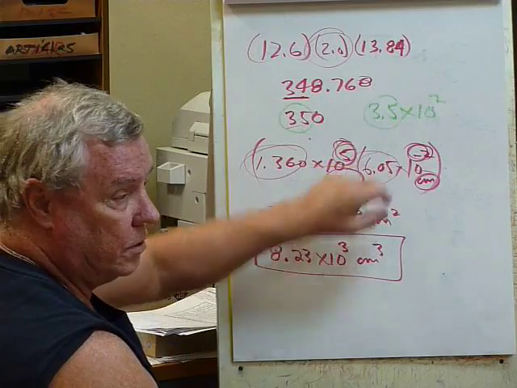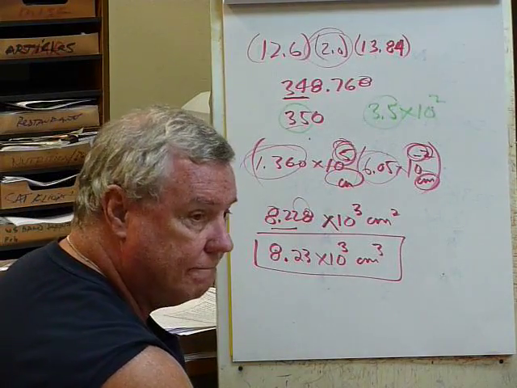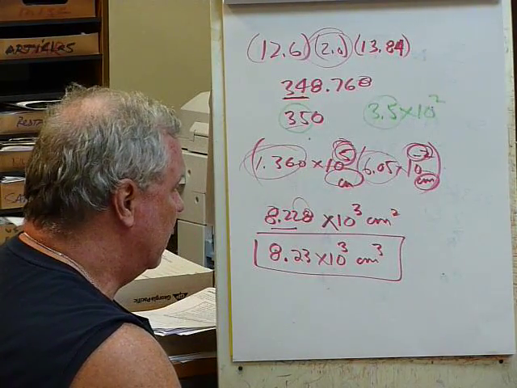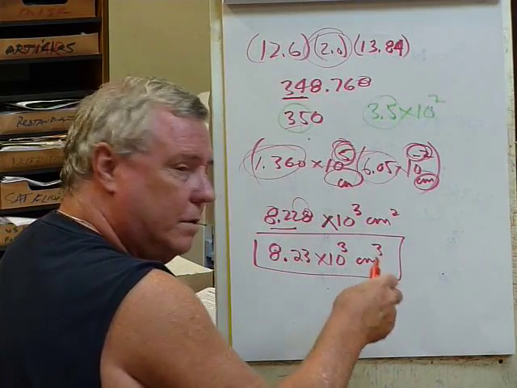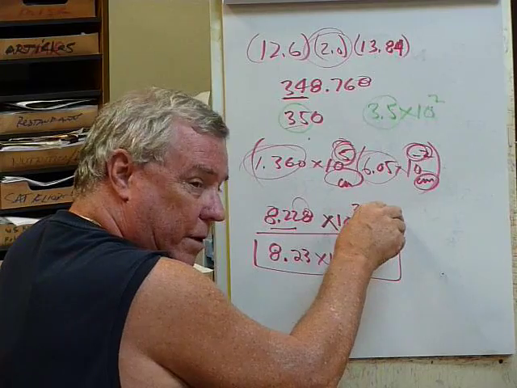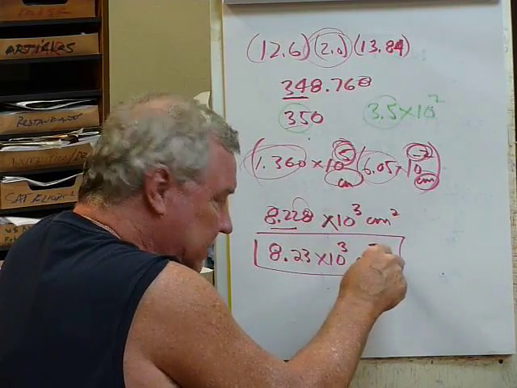You just add the exponents. But how come you get centimeters cubed instead of centimeters squared? It's squared. Oh, did I? I don't know what happened. Okay, so centimeters squared up here, and it should be centimeters squared down there.